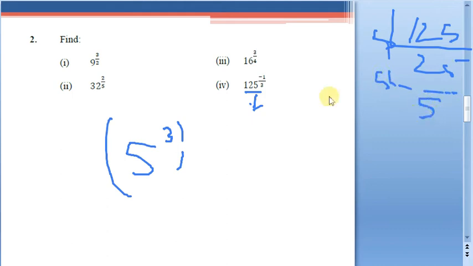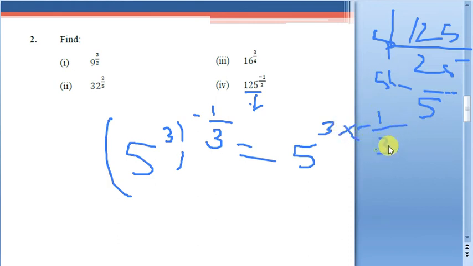So 5 into 5 into 5, which is 5 cube whole power minus 1 by 3. Whether it is a negative exponent or a positive exponent, the laws will remain the same. So it is of the form a power m whole power n, a power mn. Here m is 3 and n is minus 1 by 3, so the 3 will get cancelled. It will be 5 power minus 1.